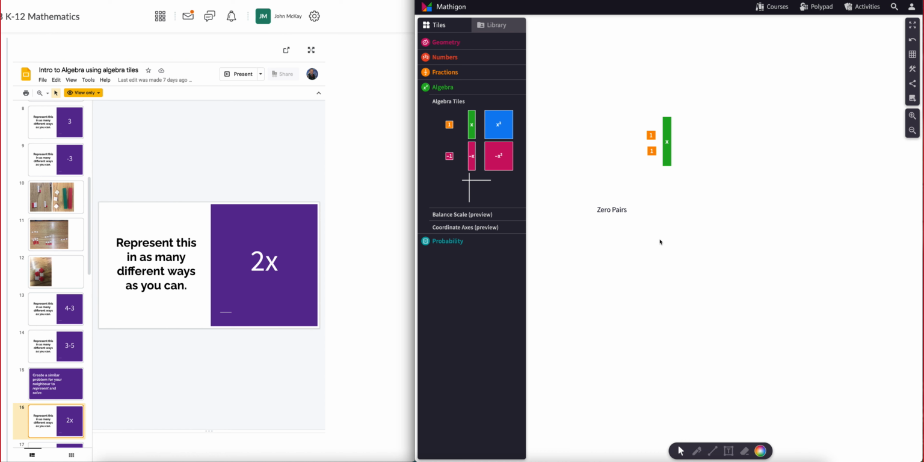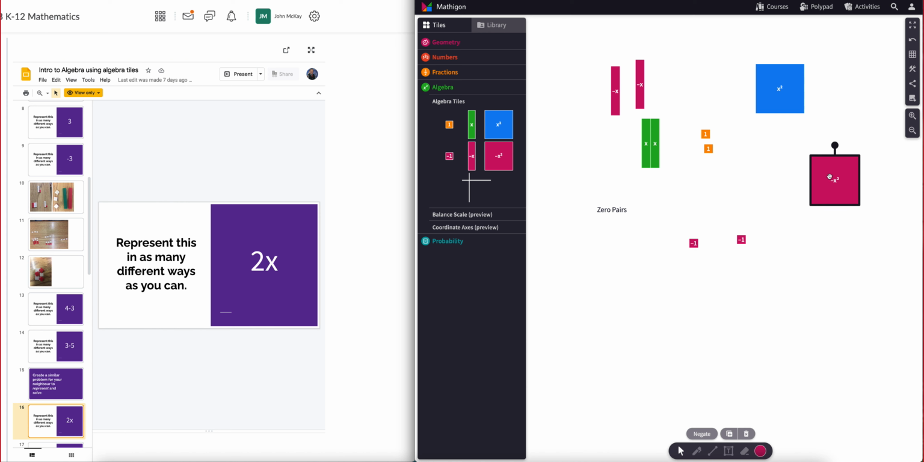Is that 2x? I mean, physically it is. But that doesn't mean anything to me. This looks weird to me, right? 2x simply means we have 2 of these things. Okay? X's are completely different from the 1s, are completely different from the minus 1s, are completely different from the minus x's, are completely different from the x squareds. These are all different things.